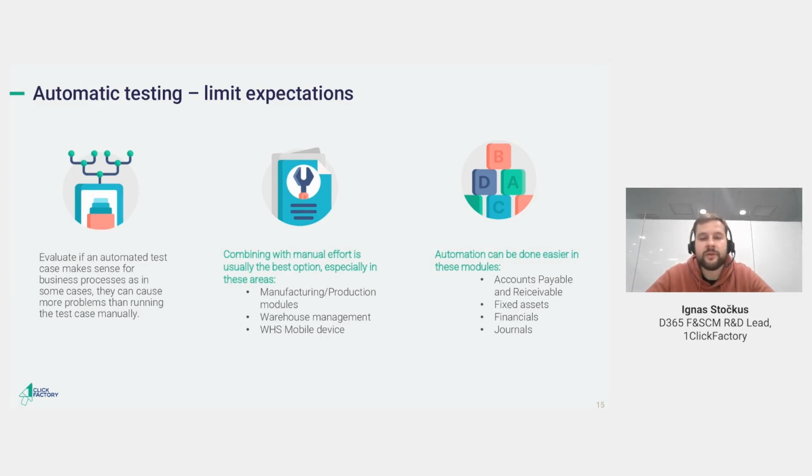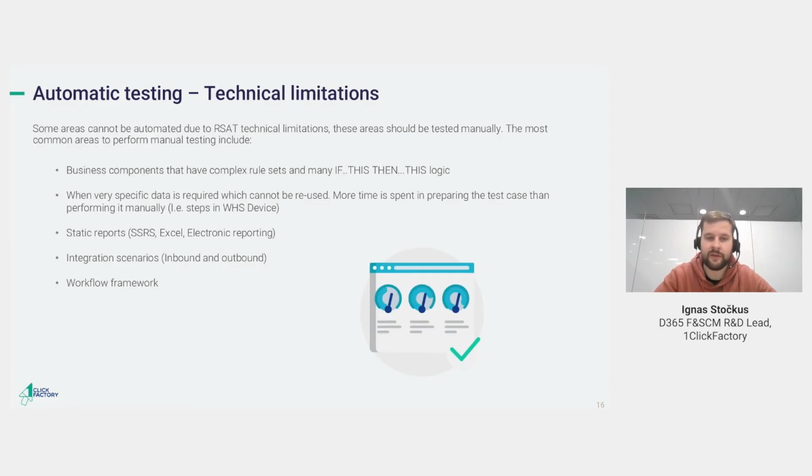So we found that it's easier to run these in AP, AR, financial side, assets, journals. And usually more manual effort is used in manufacturing, production modules, warehouse management, and the warehouse mobile device. So in these areas, sometimes the RSAT tool does not, first of all, cover some of these. In other cases, you need a lot of prep data, and sometimes it just makes sense to perform the manual effort rather than automation. So just keep that in mind, and you need to limit your expectations.